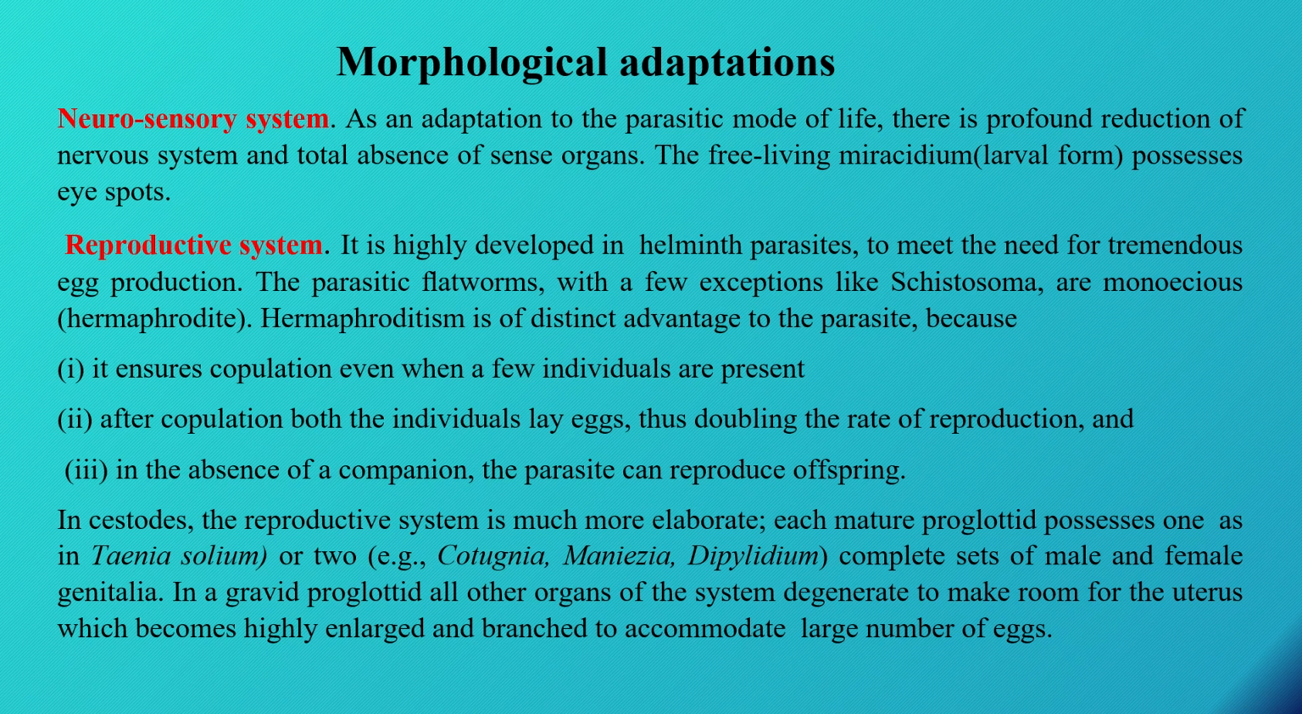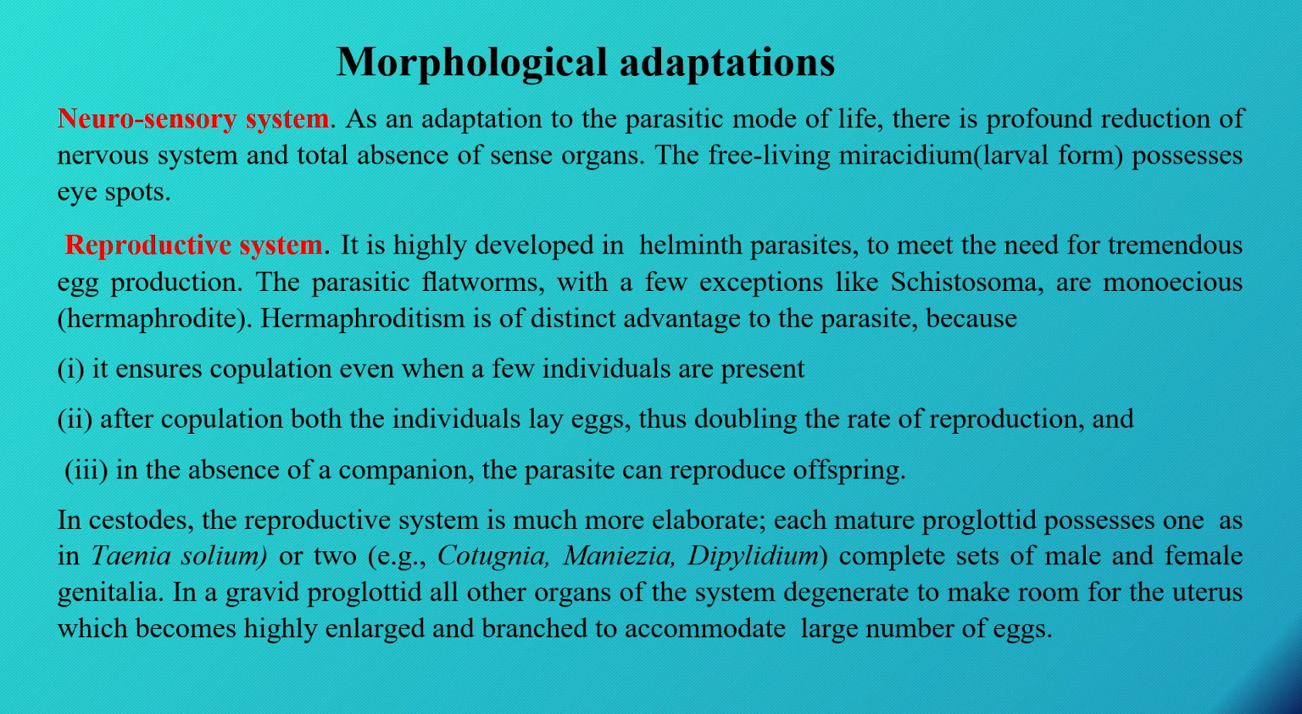Moving on to the reproductive system. The reproductive system is highly developed in the helminth parasites, which is an adaptation to their parasitic mode of life. The parasitic flatworms, except for Schistosoma, are monoecious. Hermaphroditism is of very distinct advantage to the parasite because it ensures copulation even when few individuals are present, and after copulation both individuals lay eggs, thus doubling the rate of reproduction.